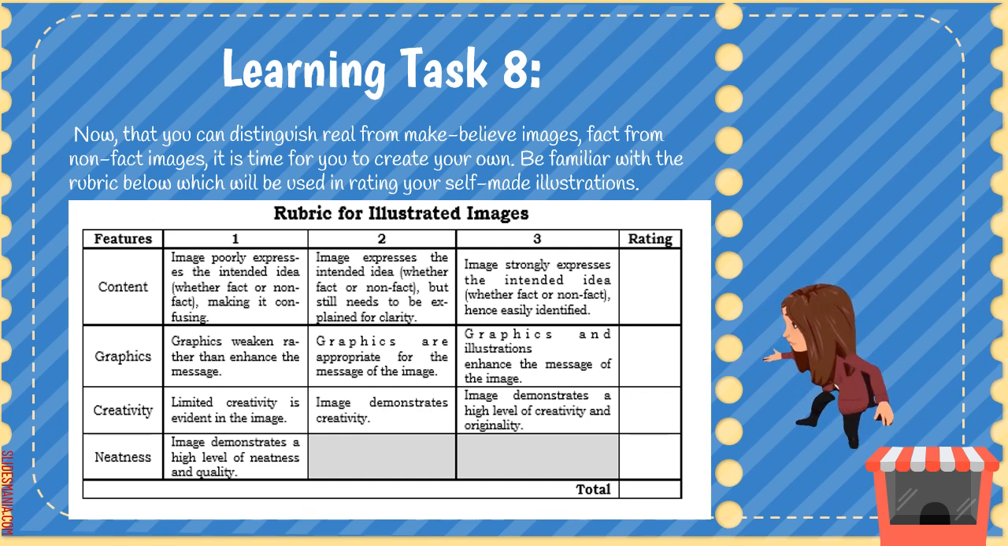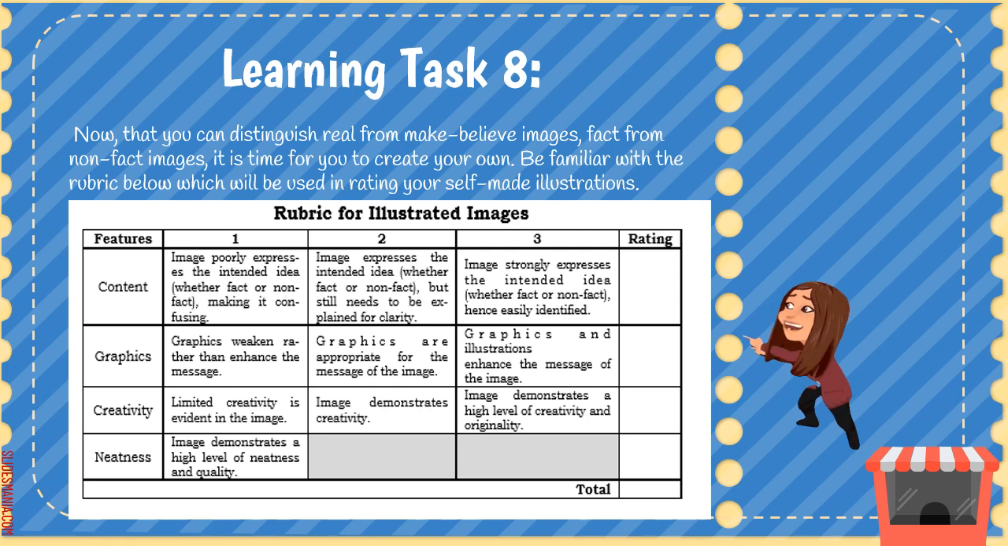So you will just get 1 point if image poorly expresses the intended idea, whether fact or non-fact, making it confusing. Or in the graphics weaken rather than enhance the image. Or limited creativity is evident in the image. Or image demonstrate a high level of neatness and quality.